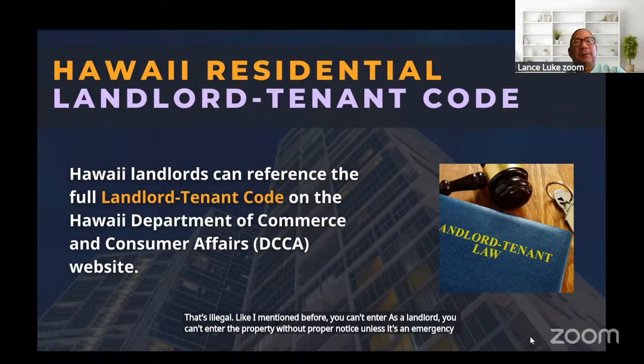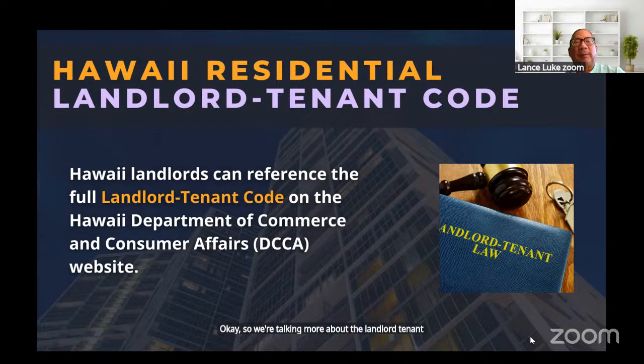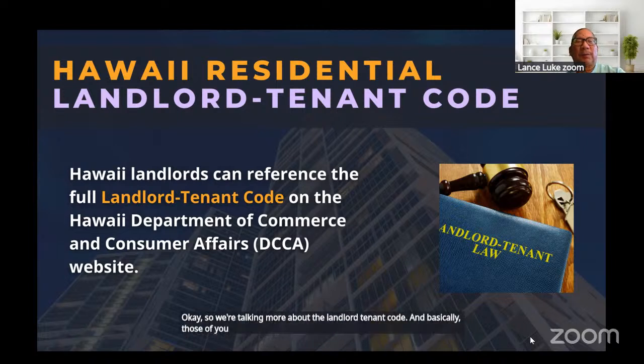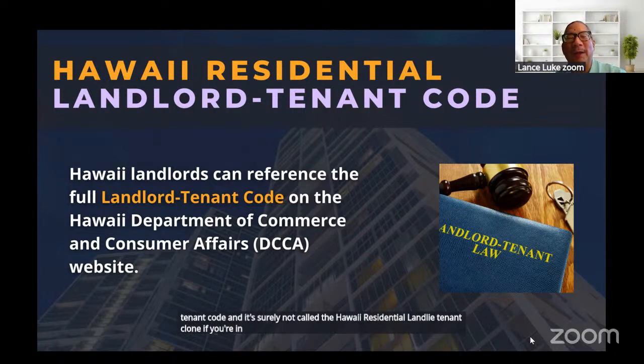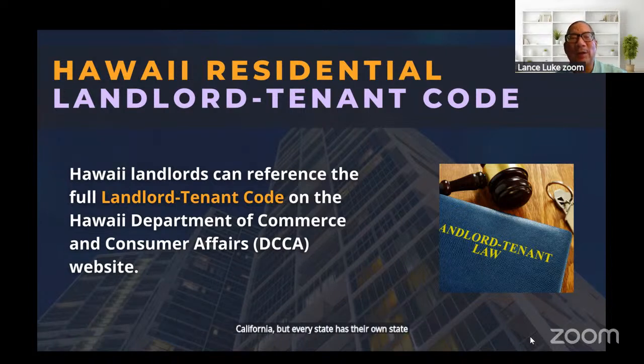Okay, so we're talking more about the landlord-tenant code, and basically those of you who are tuning in that are not from Hawaii, your state also has a landlord-tenant code. It may not be called the residential landlord-tenant code, and it's surely not called the Hawaii residential landlord-tenant code if you're in California, but every state has their own landlord-tenant laws. And most of them are pretty much the same. You know, I looked at the laws from California, New York, and other states, and most of them are similar.